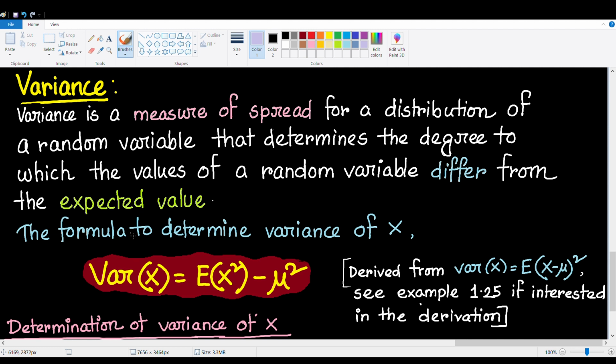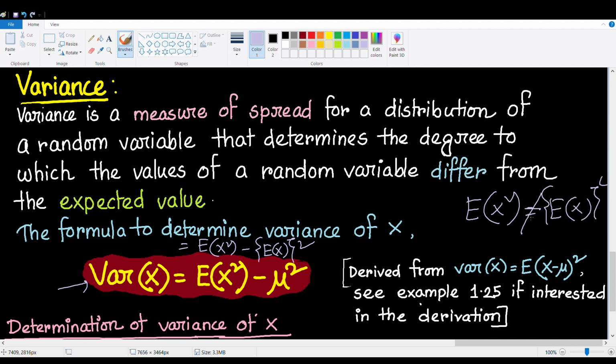So the formula that we are going to use to determine the variance in these problems is this. Variance of x equals E of x square minus mu square. Sometimes it's also written as E of x square minus E of x whole square. Okay, so we know that mu and E of x are used alternatively. Note that E of x square and E of x whole square are not equal at all.